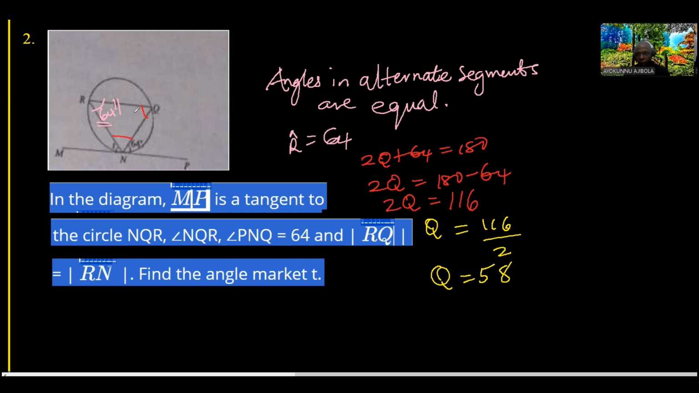So if the angle is 58, this place is 58, this other place is also 58, then you can say to find x, x plus 58 plus 64 equals 180. That is angles in a triangle for you.